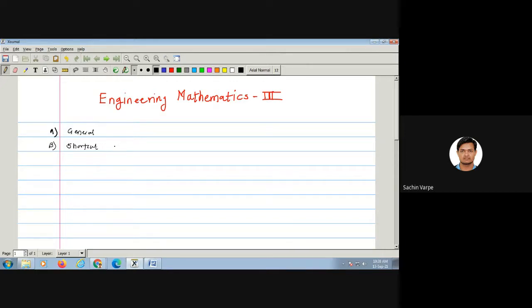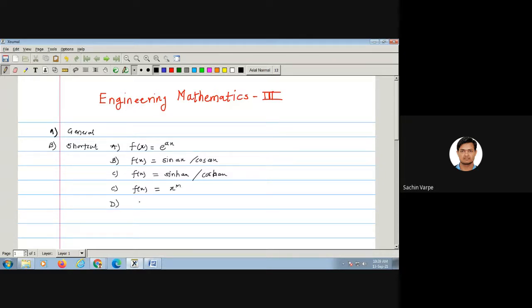In that, we have discussed the first case: when the right hand side function f of x is e to the power ax, then we have a shortcut. If f of x is sin ax or cos ax, then we have a shortcut. If f of x is hyperbolic sin ax or hyperbolic cos ax, then we have a shortcut. If f of x is a polynomial of the form x raised to m, then we have a shortcut.